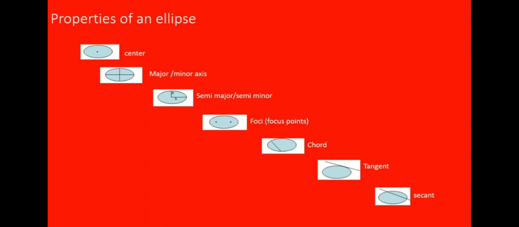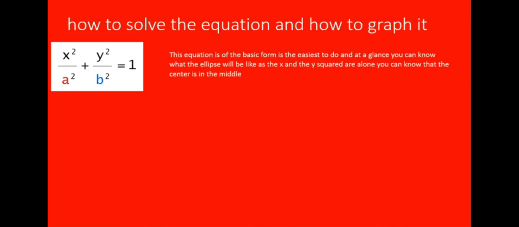Chord: a line segment linking any two points on the ellipse. Tangent: a line passing by the ellipse and touching it at just one point. Secant: a line that intersects an ellipse at two points. How to solve the equation in the graphic.